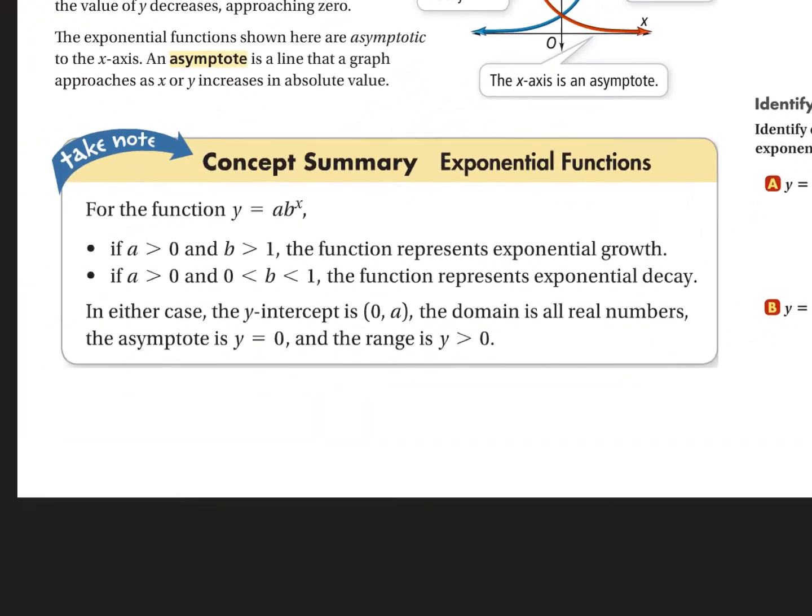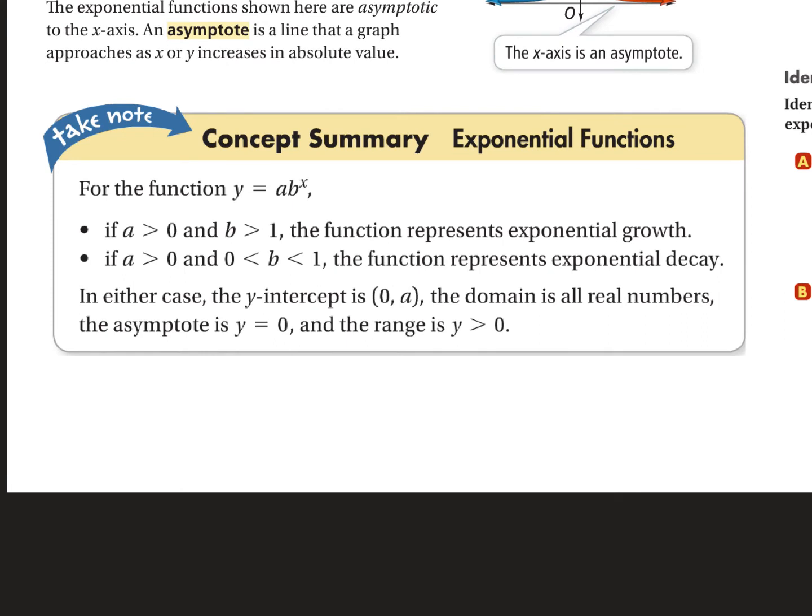All right, let's go down and let's talk about how do we determine from an equation if it is growth or decay. Here's our equation, y equals a times b to the x power. A is going to be bigger than 0 no matter what. It's the b number that we're looking at that's going to determine growth or decay. If b is bigger than 1, it's going to be growth.